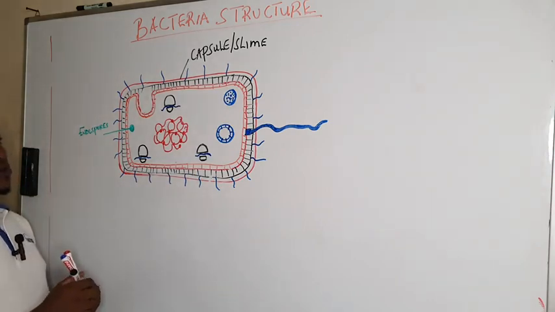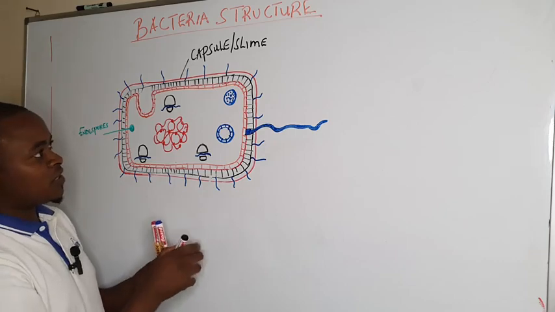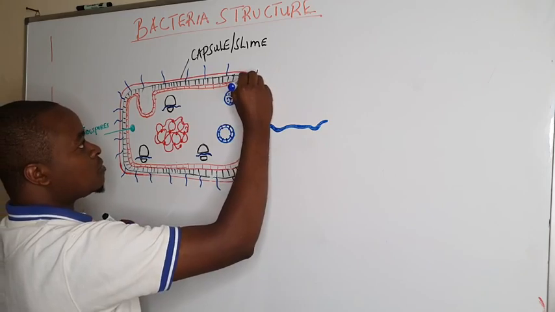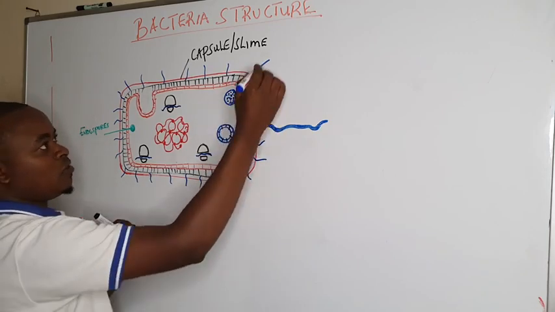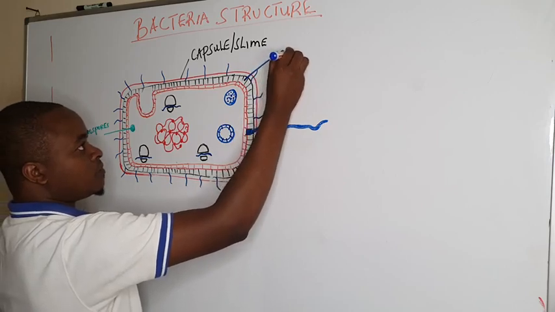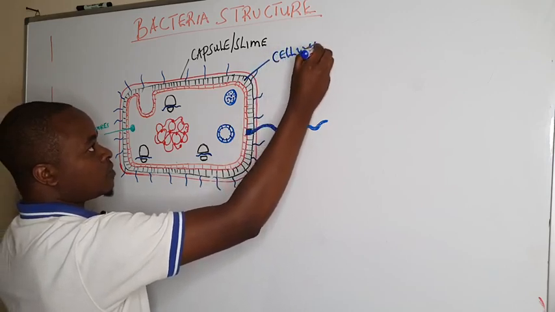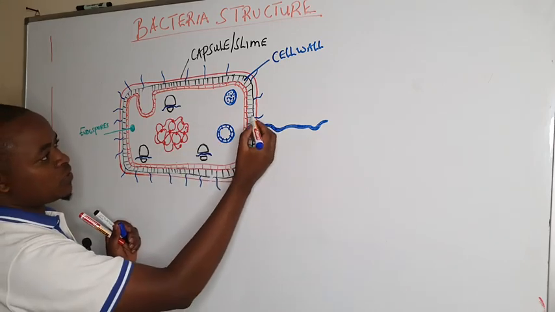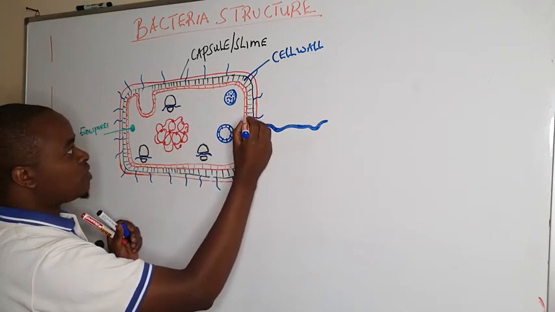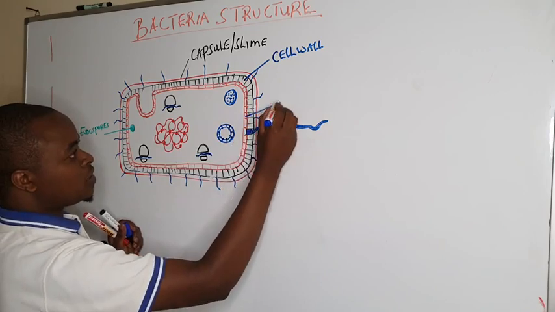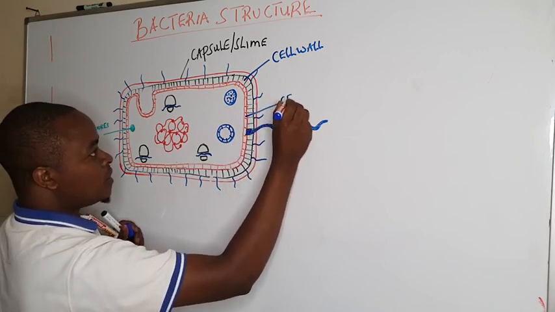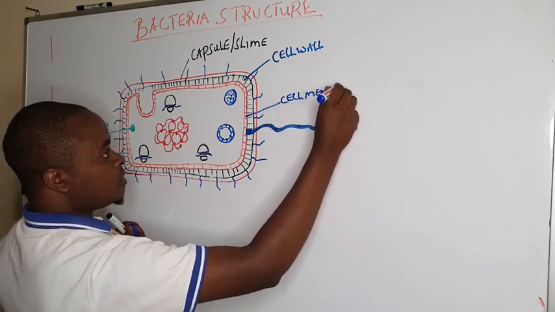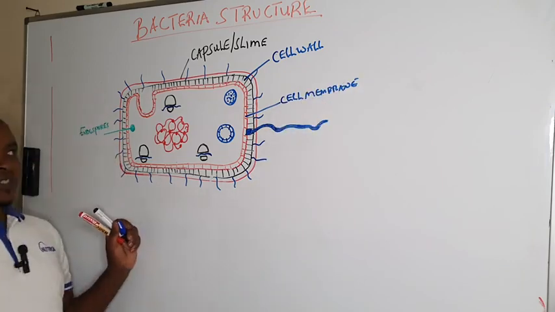Then from the capsule, we see the presence of the cell wall. So it is followed by the cell wall. So all this in black is known as the cell wall. So this is the cell wall of the bacteria. Then from the cell wall, as we go inside, we find what we call the plasma membrane, or you can call it cell membrane. Its name is either cell membrane or plasma membrane.